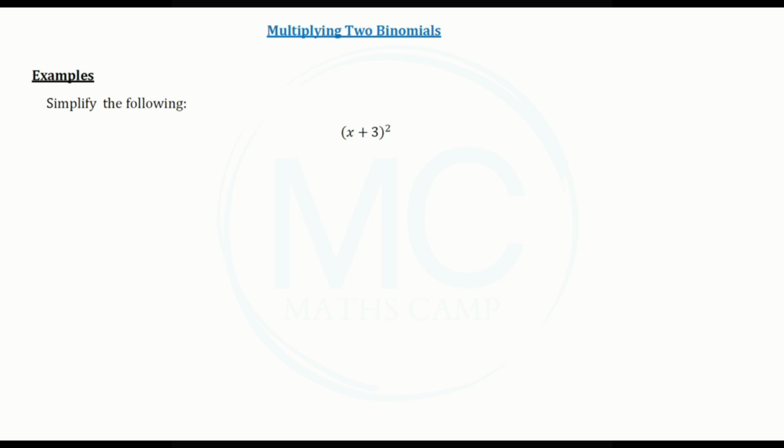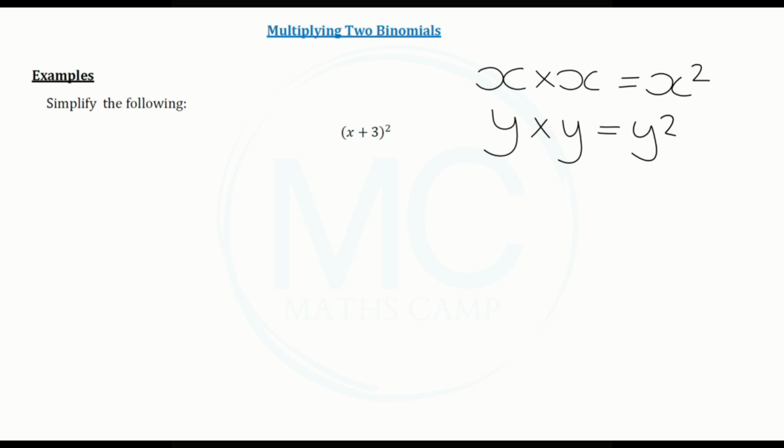Here we have got a square bracket. Now remember that if you have x multiplied by x, you get x squared. If you have y multiplied by y, you get y squared. So in this case, x plus 3 squared is actually x plus 3 multiplied by x plus 3.